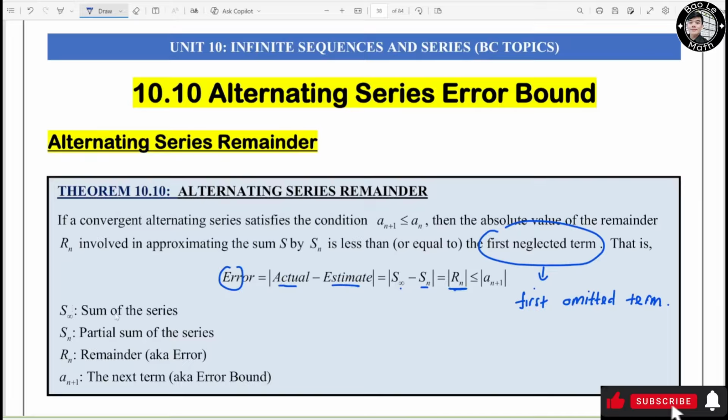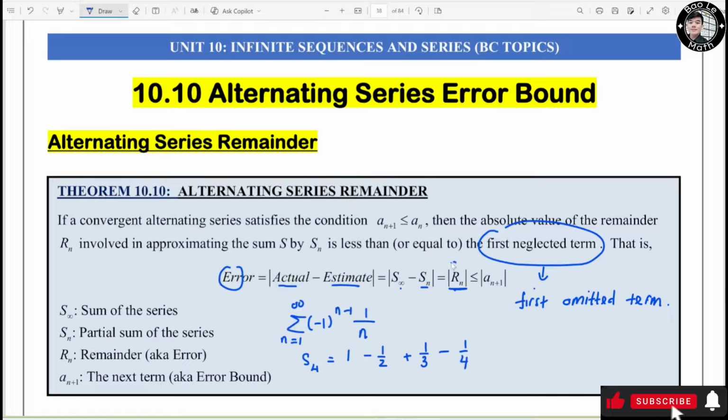Suppose we have the series negative 1 raised to the n minus 1 times 1 over n when n starts from 1 to infinity. If we start at 4, we have S4 equals: if n equals 1, we have 1; n equals 2, we have negative 1 over 2; n equals 3, we have 1 over 3; n equals 4, we have negative 1 over 4.